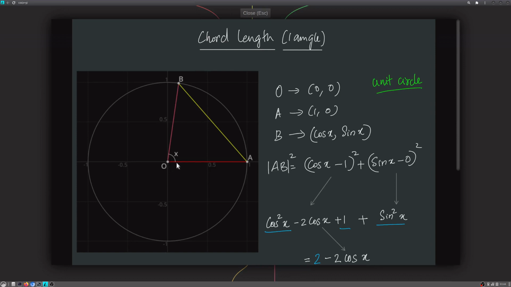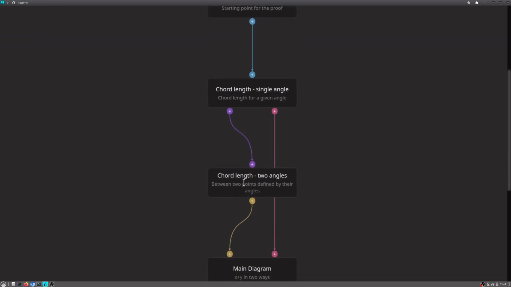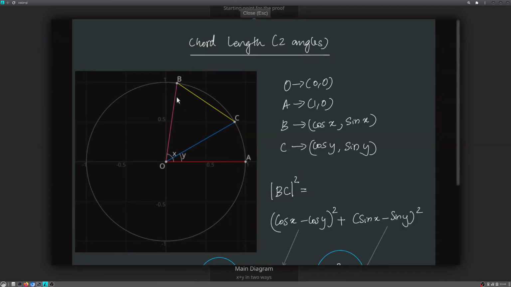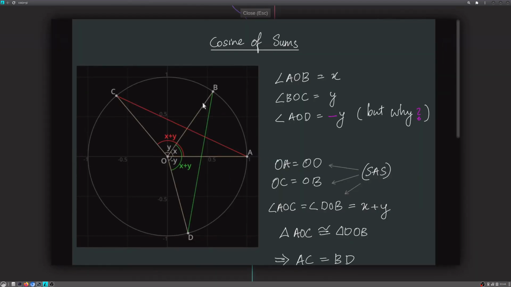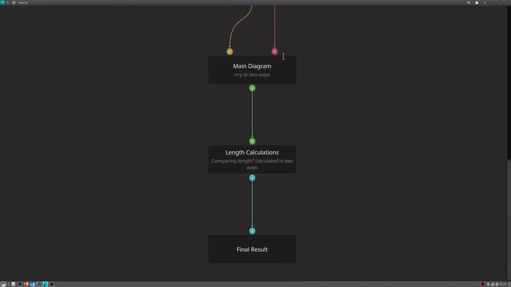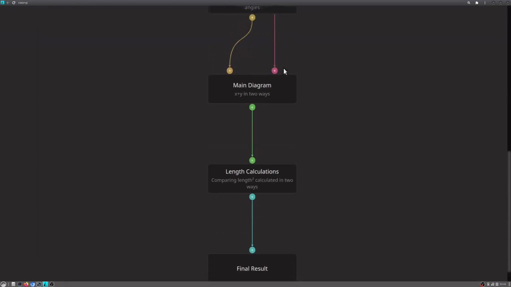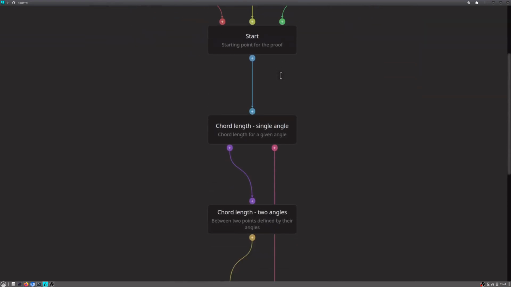I'm sorry, with a single angle, and then we will look at the chord length in case of two angles, and then based on that, we construct a diagram which has two angles, and then we compare the chord lengths between those two to get the final result. So that's the general structure of the proof. Now let's go one by one and see where we get.